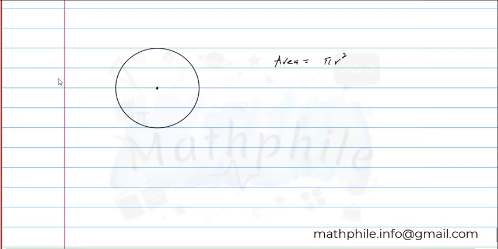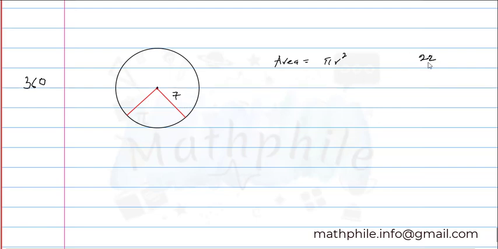A full circle gives you an angle of what? 360 degrees, or 2 pi in radians. So let's say that we now deal with just a center. Let's say the radius of this circle is 7.